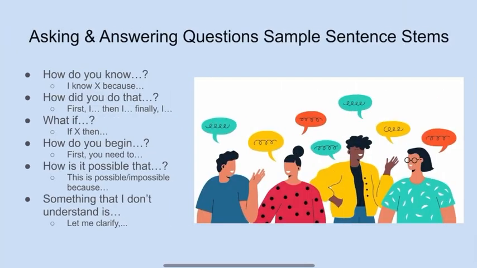Okay, so here are some example sentence stems, and this one is for asking and answering questions. So I'm not going to go ahead and read all of them, but here are some examples. How do you know blank, blank, blank? And then I know X because, etc. So if you need to, go ahead and pause the video here to read the sentence stems for asking and answering questions.